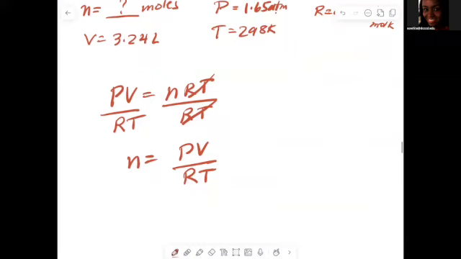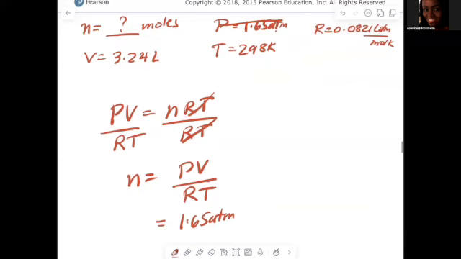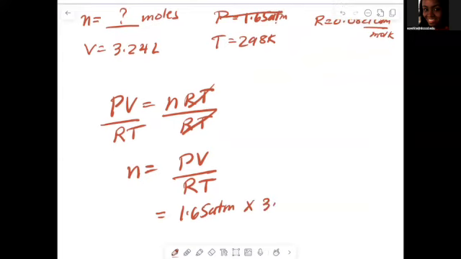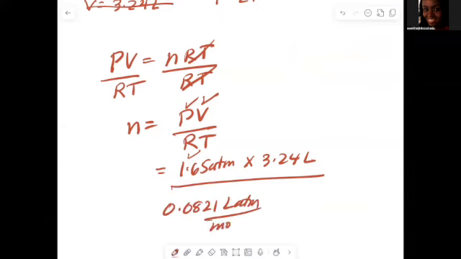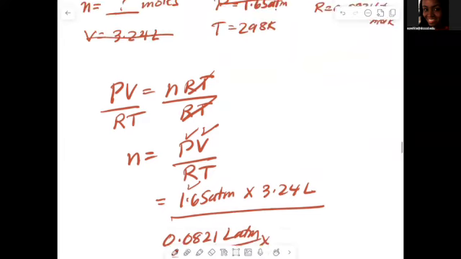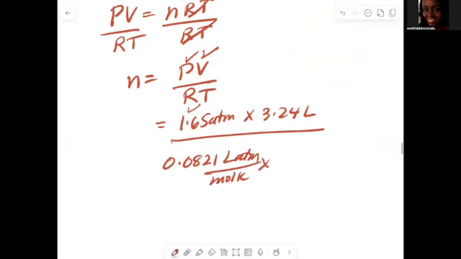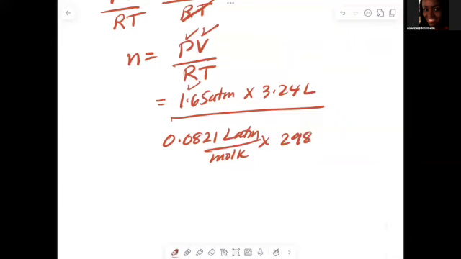Okay. So our moles are going to be 1.65 ATM. I just used that one. My volume is 3.24 liters. I just used that. And I put this in there. I'm going to put in R. R is 0.0821 liters times atmospheres over mole times K. And then temperature here is going to be what? 298 Kelvin. Okay.